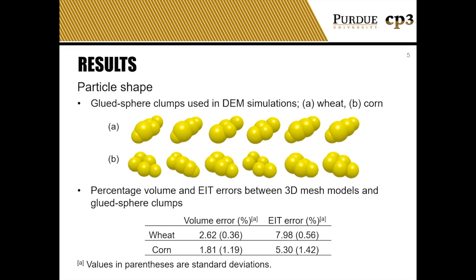The figure shows all 12 glued sphere clumps used in the current study. For both corn and wheat kernels, the errors between 3D mesh models and corresponding glued sphere clumps are low. It indicates that the glued sphere clumps give an accurate shape representation of the original particle.